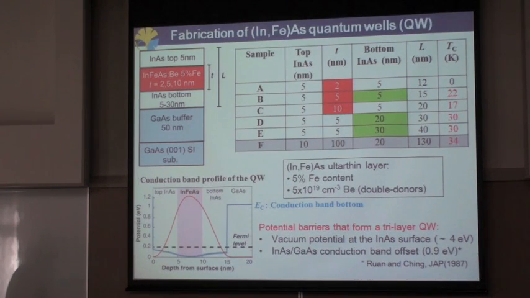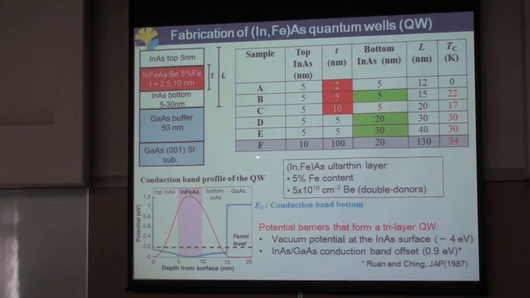So for the last few minutes, I'm going to show the extension of the study, which is the quantum well and heterostructures. So we have grown this type of samples here again on gallium arsenide substrate by MBE. And here we grew indium arsenide bottom layer. We changed the thickness. And then indium iron arsenide beryllium doped layer. We again changed the thickness. And the top layer of indium arsenide. These are the sample list.